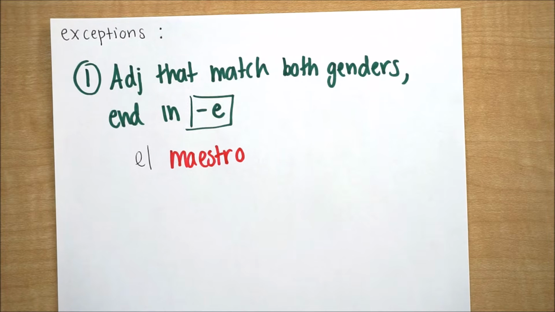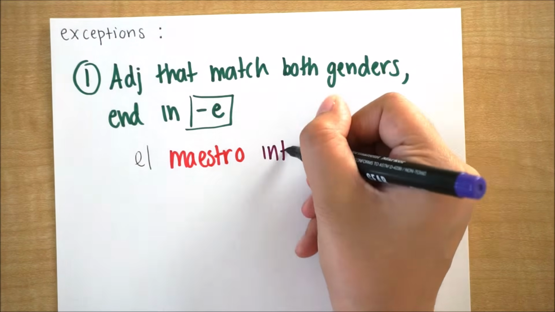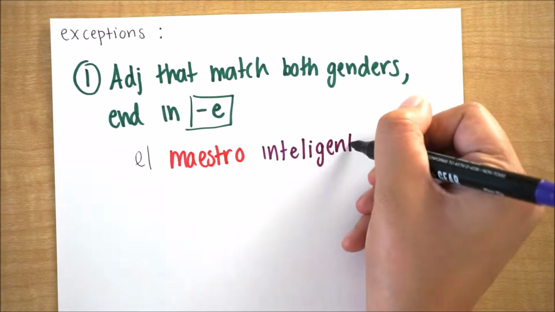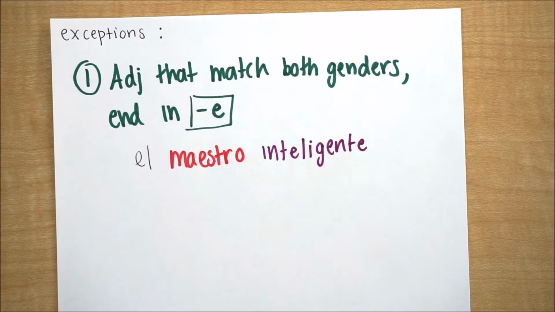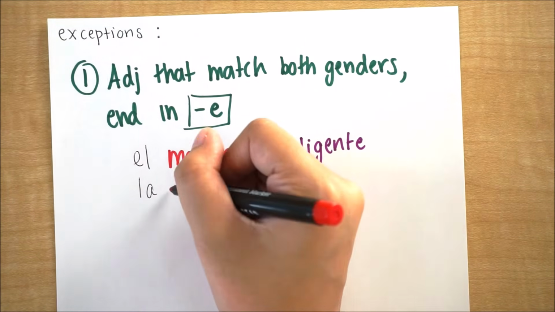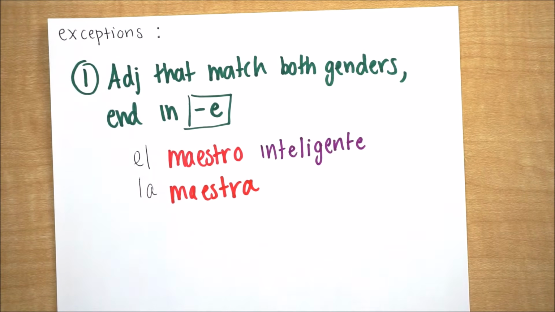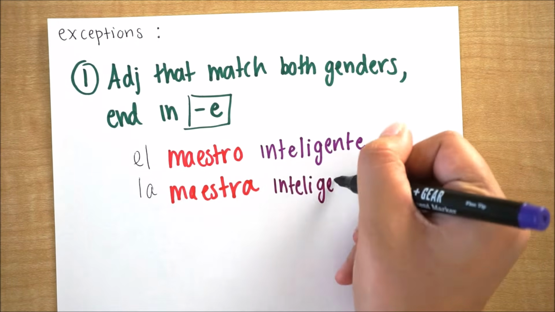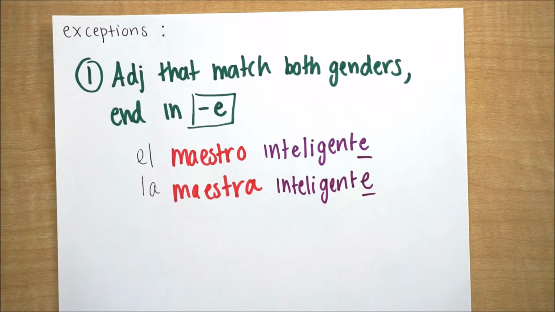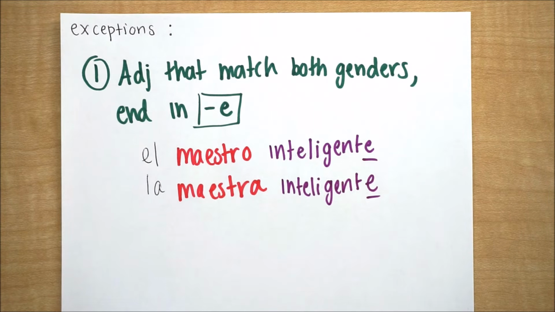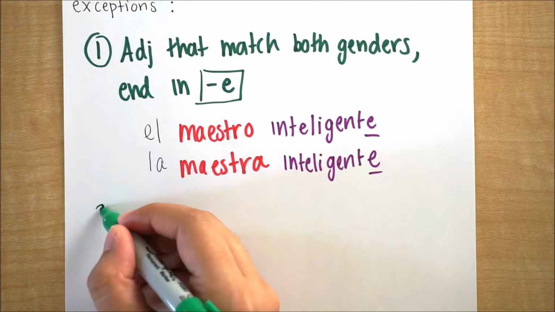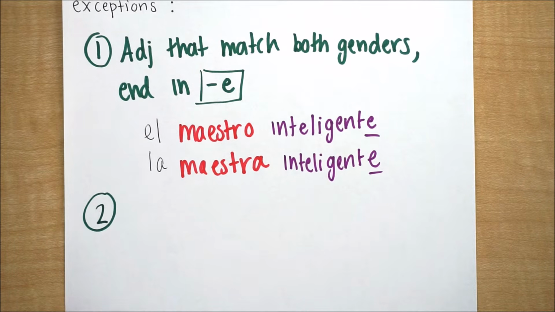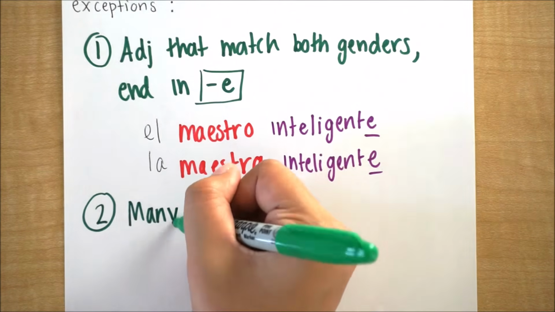So for example, we can say el maestro. El maestro means the teacher. It's a masculine singular situation. We can say el maestro inteligente. And inteligente ends in E. We can also say the same thing, la maestra inteligente. Now, since this adjective ends in E, it can match with a masculine or feminine noun. So that's the first exception we have. And these cases have to be memorized, right? These exceptions have to be memorized.